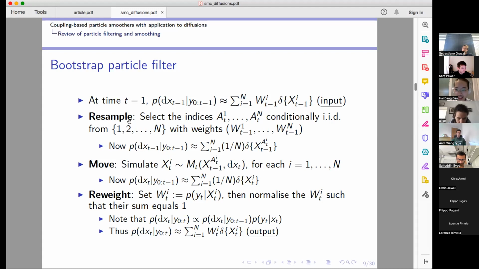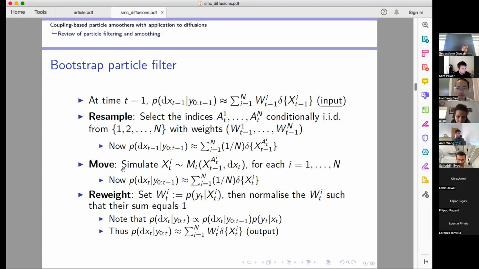What you do, you first resample: you select the indices At^1 to At^N conditionally IID from 1 to N with the weights. Okay, so now you have another approximation of the same distribution, but the weights here have disappeared and they are replaced by 1/N because you have done the resampling step.